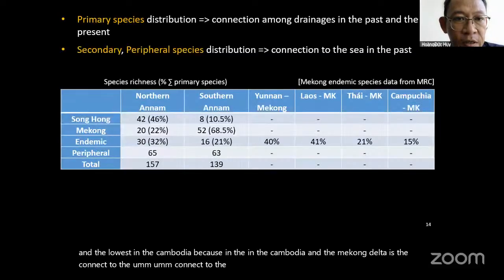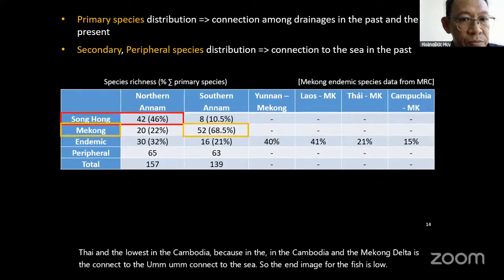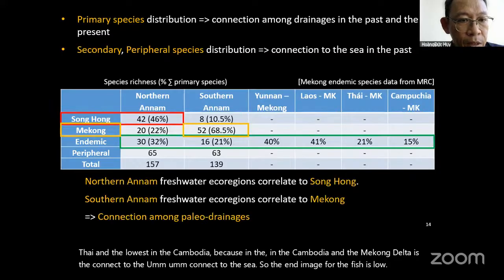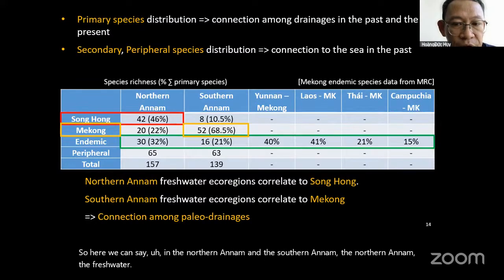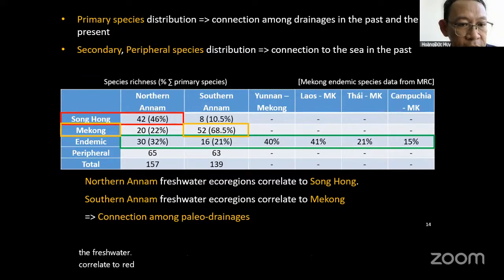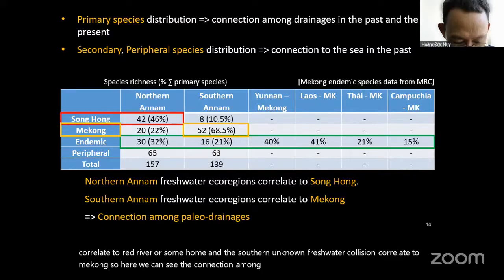Endemic for the fish is low. So here we can say in the northern Annam and the southern Annam, the northern Annam freshwater ecoregion correlates to the Red River or Sông Hồng, and the southern Annam freshwater ecoregion correlates to the Mekong. So here we can see the connection among the paleotrenids.